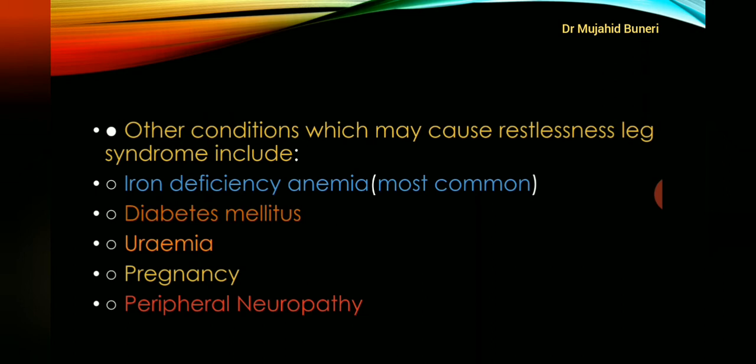Second cause is diabetes mellitus, where restless leg syndrome can occur. Third cause is uremia. In chronic kidney disease, this syndrome can occur. The fourth common cause is pregnancy, in which restless leg syndrome can occur. And the last is peripheral neuropathy.